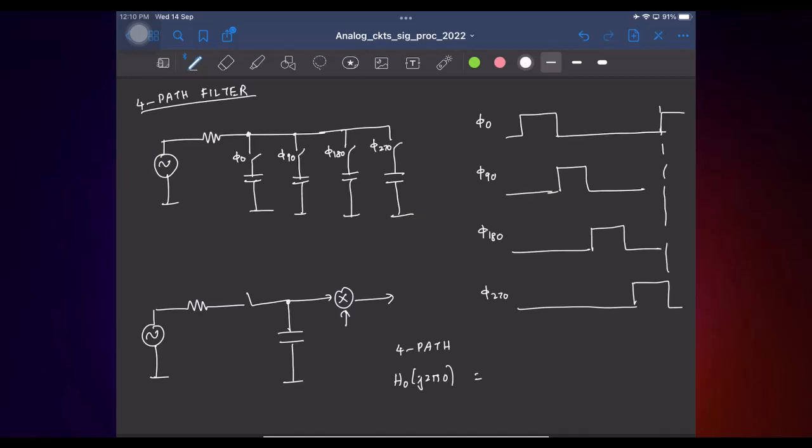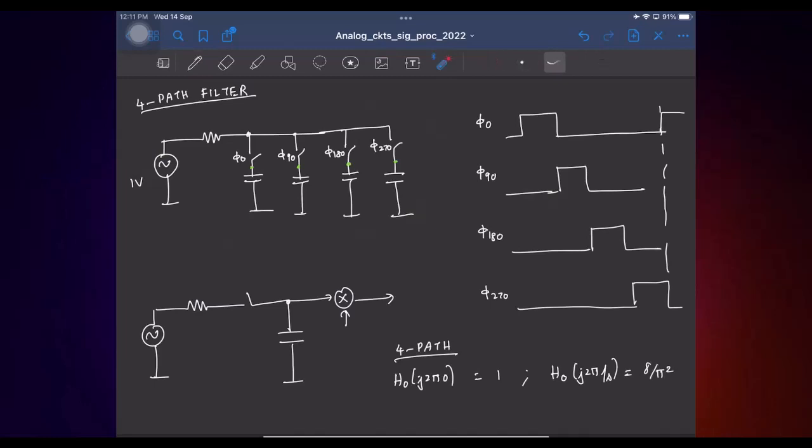We apply an input at DC for the 4-path filter. I apply 1 volt DC. It's 1, right? We saw a steady state. All these capacitors will have 1 volt. Is that fine? So this was 1. And as we saw, H0 of j2pi fs was 8 by pi square.